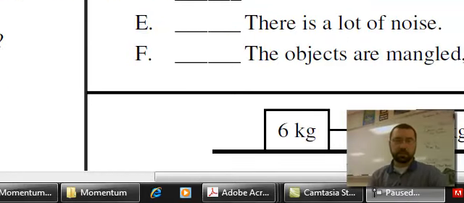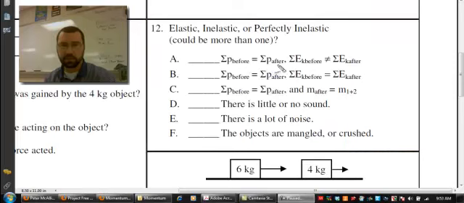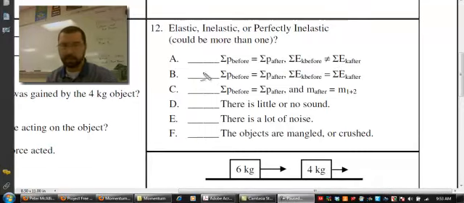Okay, for this last set here, we need to find out if the collision is elastic, inelastic, or perfectly inelastic, and some of these could be more than one. So for letter A, we have that the total amount of momentum before is equal to the amount of momentum after. So momentum's conserved, however, kinetic energy is not conserved. So it can't be elastic, but it can be inelastic or perfectly inelastic.